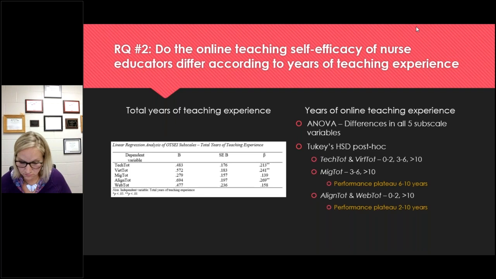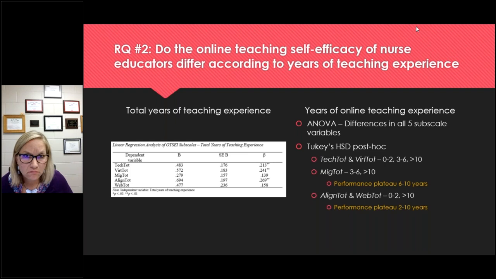However, in the years of online teaching experience, analysis of variance was used and was able to identify significant differences in all five subscale variables. So after the post hoc analysis with Tukey's test, I was able to find that the technology total and virtual total, which are the variables that were the sums of each of the subscales on the OTSEI, instead of taking each of the 47 elements independently, I summed all of the items per each scale and used that as my variables.